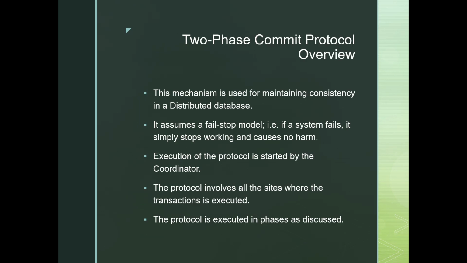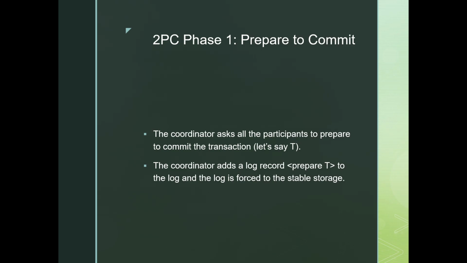The protocol involves all the sites where the transaction is executed, and the protocol is executed in phases as discussed in the next slides. The two-phase commit protocol has two phases. The first phase is called the prepare to commit phase. The coordinator asks all the participants to prepare to commit the transaction. That means it adds a log record called prepare T to its log, and that log is stored in the stable storage. Next, it sends the prepare T message to all the sites where the transaction has executed.